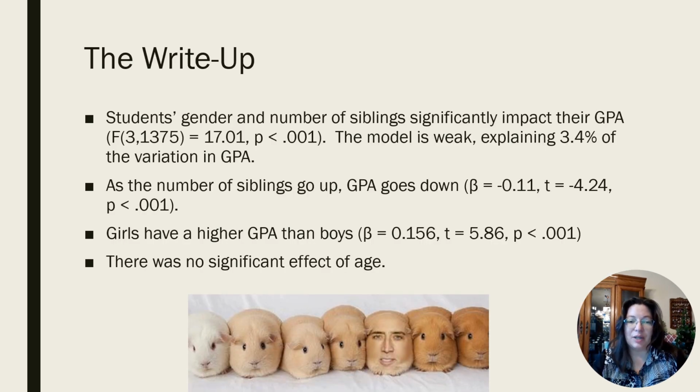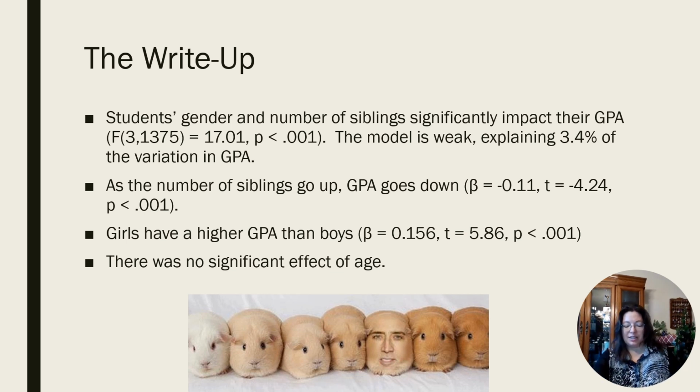All right, so what does that look like when it's written up? Students' gender and number of siblings significantly impact their GPA, and here is the information that I used to confirm that. The model is weak, explaining 3.4% of the variation in GPA. As the number of siblings go up, GPA goes down, and here I report my standardized coefficient, the t-value that goes with it, and its significance value. And I report my other significant variable as well. And then I just briefly mentioned that there was no significant effect of age.